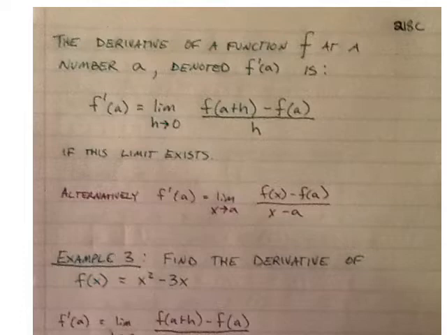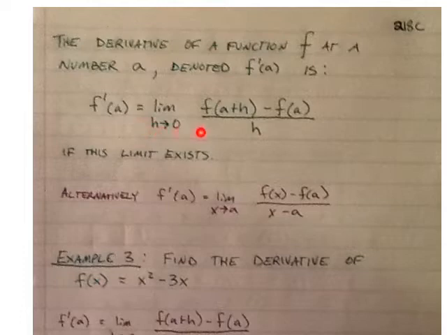Moving on to page 218C, we are going to define the derivative of a function, which is denoted f prime of a, and that is defined as the limit as h approaches 0 of f of a plus h minus f of a all over h, if the limit exists. So we've now got two different ways to define the derivative: the slope formula that we had just shown, and then this formula.